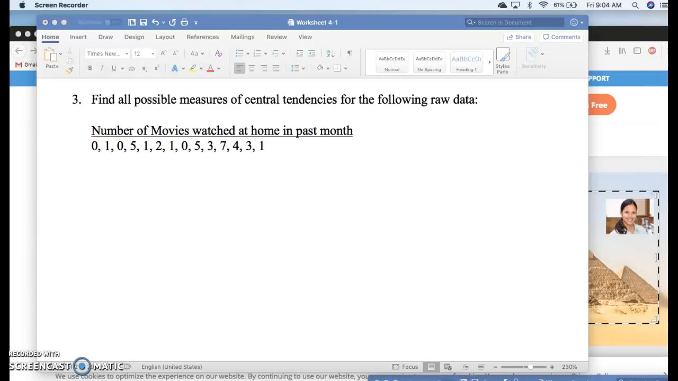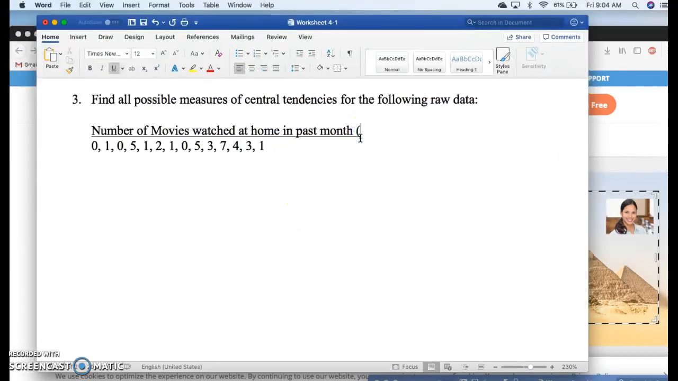Okay, so we're going to continue with the last problem on here, which you can clearly tell is interval ratio data. The reason that I can tell is because it comes in numerical units, and these are individual numerical units. People were asked, how many movies did you watch at home in the past month? And people could say, oh, I watched 5, and I watched 2. They were told to provide an actual numerical unit.